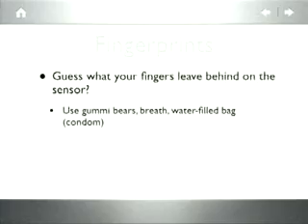Next up is fingerprints. I'm sure you guys have all heard of some vulnerabilities. The old breathe on it, put a condom on it, put a gummy bear on it, because after all, when you put your finger on a fingerprint sensor, you leave behind a fingerprint. And all you need to do is put something on it to get the fingerprint sensor to think there's a fingerprint on there, and it will read the fingerprint.